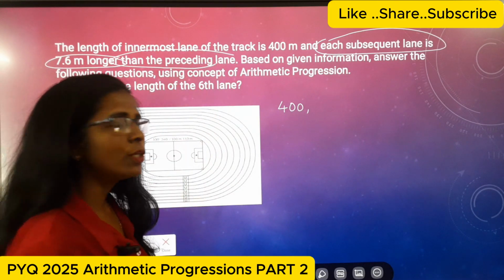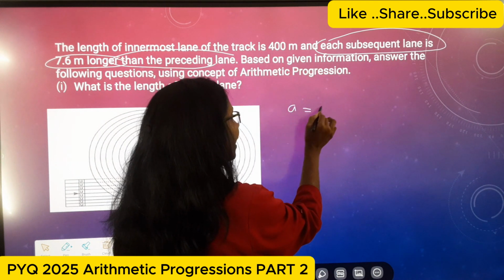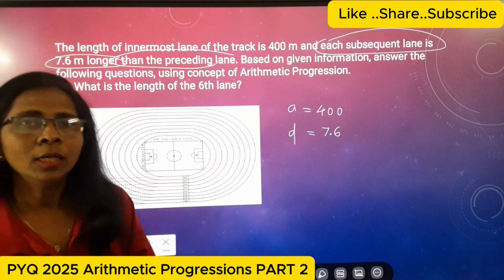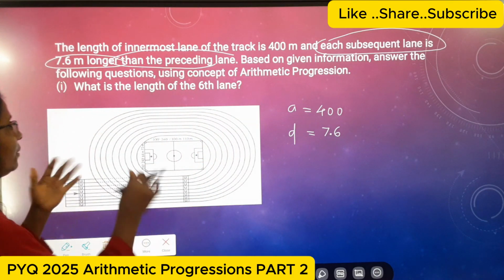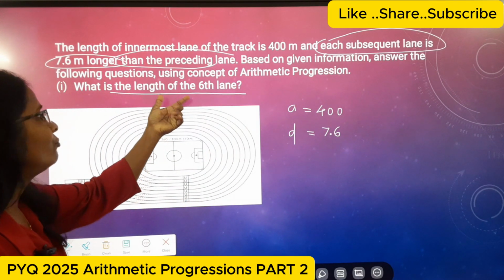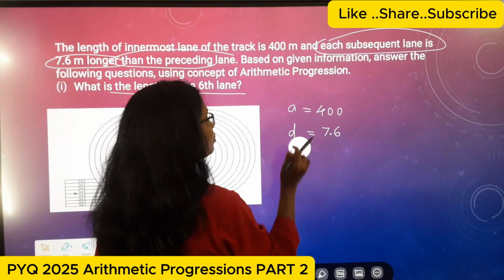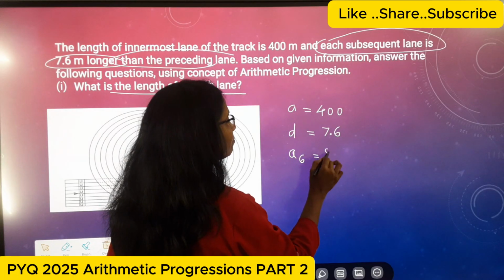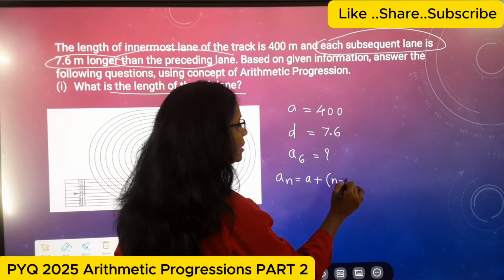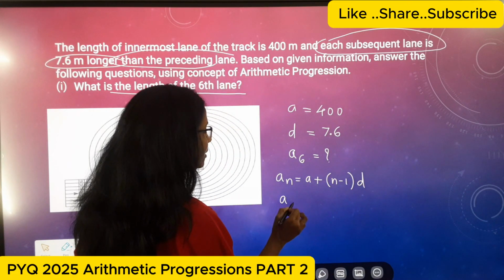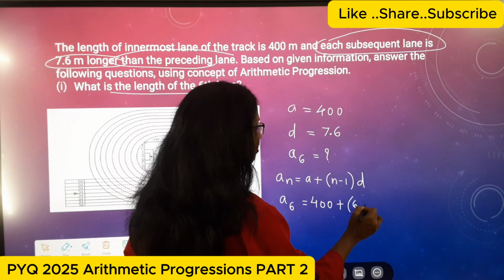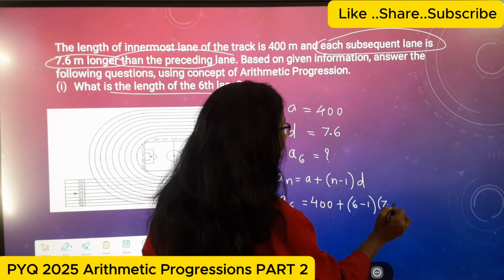So that means 7.6 is the common difference. Then we start to find the solution. First we find the length of the sixth lane. To find the sixth lane, we have to find A6. For that, use the formula An is equal to a plus n minus 1 d. So A6 is equal to a, here 400, plus n is 6 minus 1, and d is 7.6.